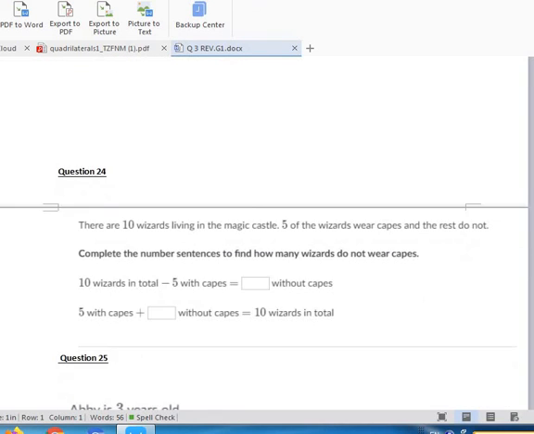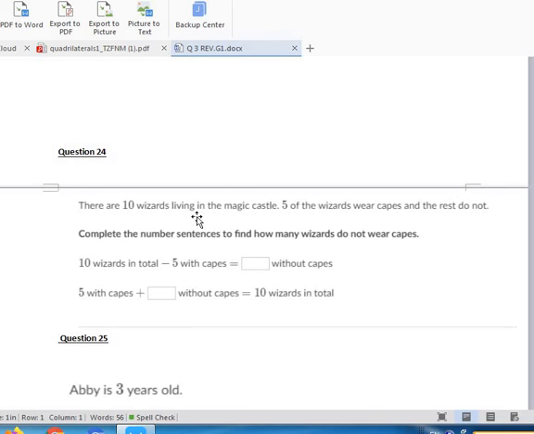There are 10 wizards living in the magic castle. 5 of the wizards wear caps and the rest do not. Complete the number sentence to find how many wizards do not wear caps. 10 wizards in total minus 5 wizards with caps equals how many wizards without caps? 5. 5 with caps plus 5 without caps will give you the 10 wizards in total.